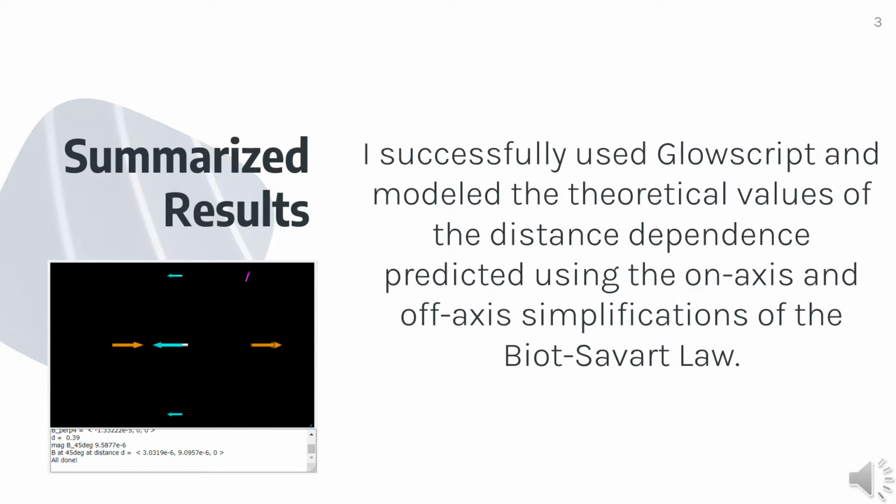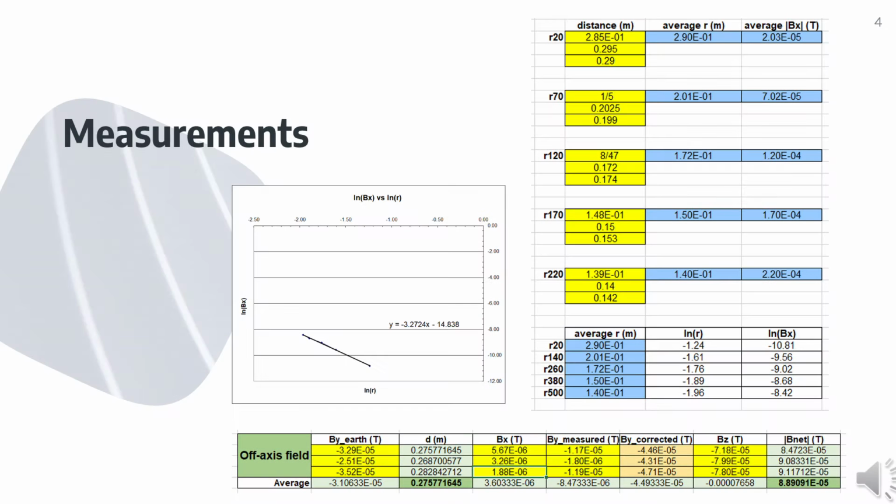In the end, I successfully used GlowScript to model the theoretical values of the distance dependence, which were predicted using the on-axis and off-axis simplifications of the Biot-Savart law. Here are a couple screenshots of my raw measurements. I will reference and display these values later on.